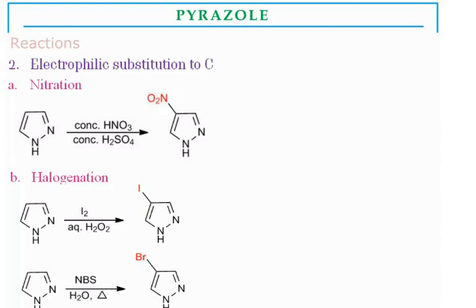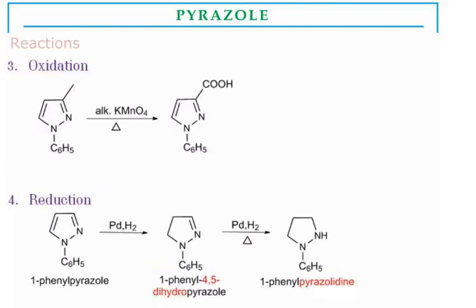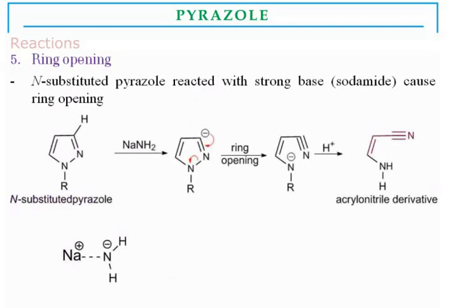Now, you can see the electrophilic substitution to carbon: nitration, halogenation, oxidation, and reduction. In reduction, you can see 1-phenylpyrazole. It gives 1-phenylpyrazolidine because this is the completely reduced ring. Now, ring opening reactions. You know, my friend, N-substituted pyrazole reacted with a strong base, sodamide, causes ring opening. You can see NNH2, ring opening, and then acrylonitrile derivatives.